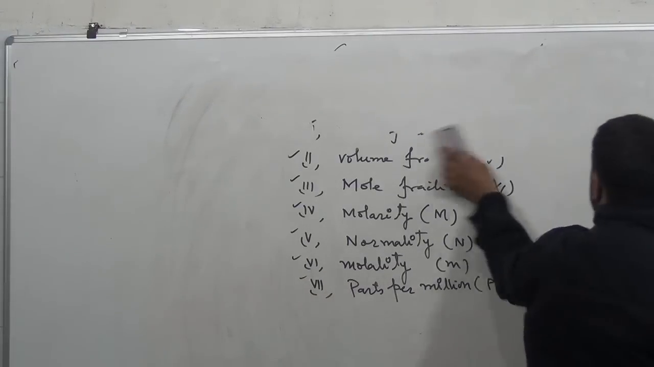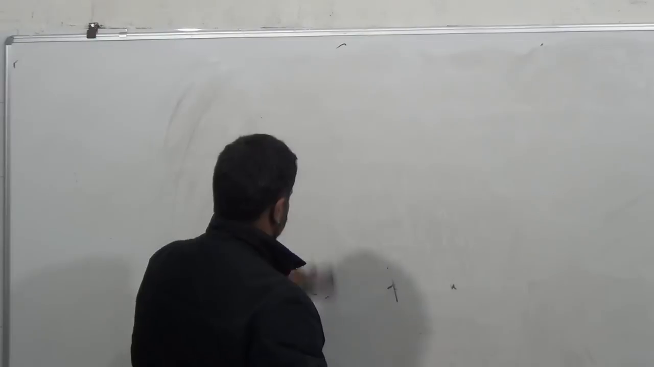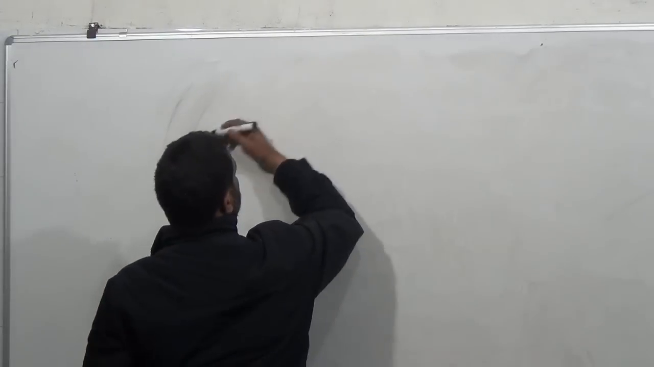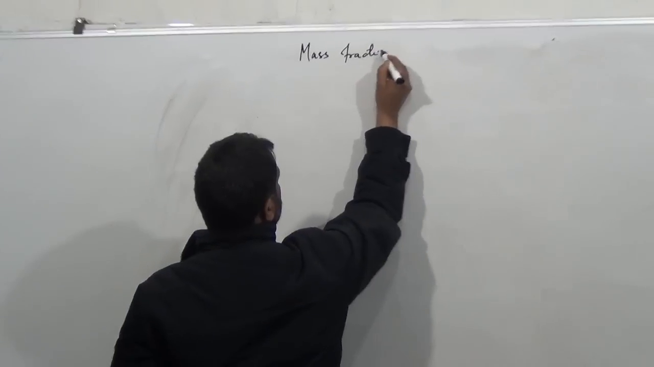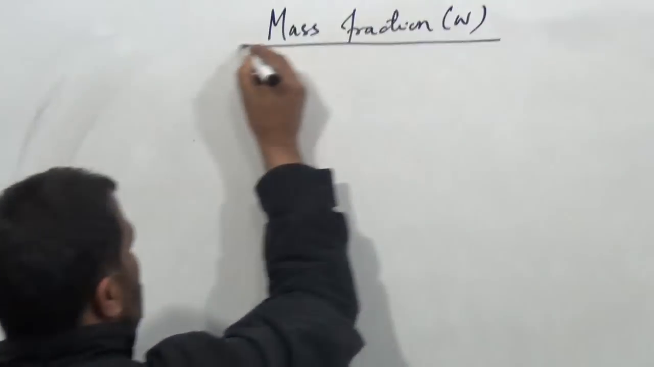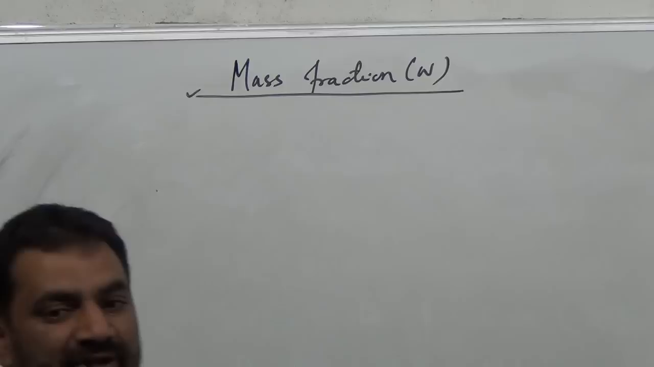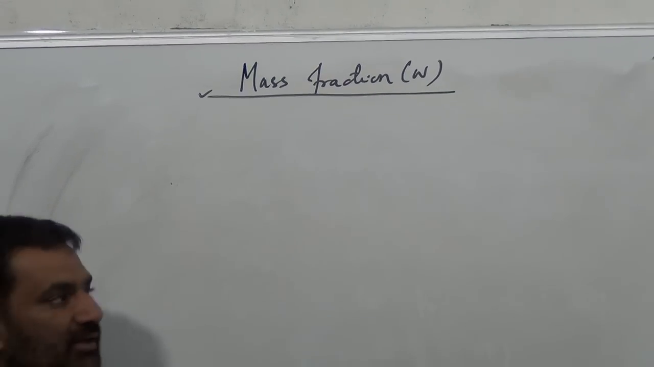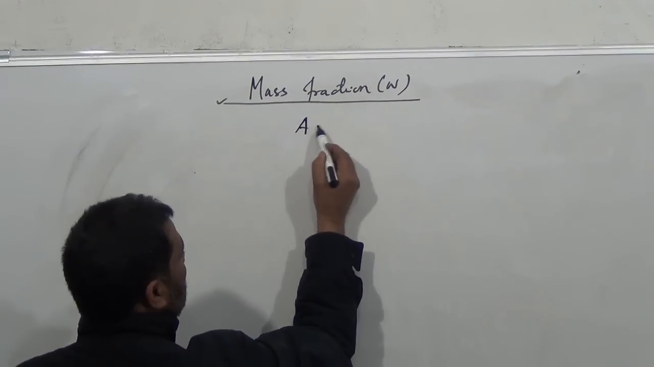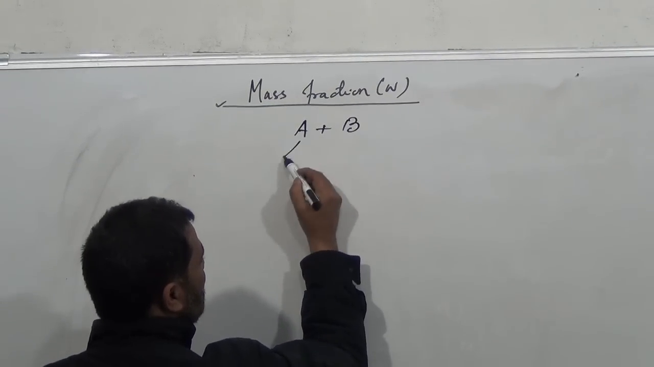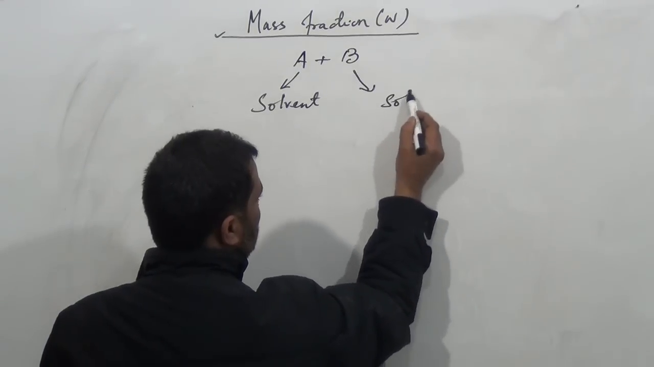First, we will discuss mass fraction. As in the last lecture I told that there are two components in a solution. One is the solute and another is the solvent. Let A be the solvent and B be the solute.